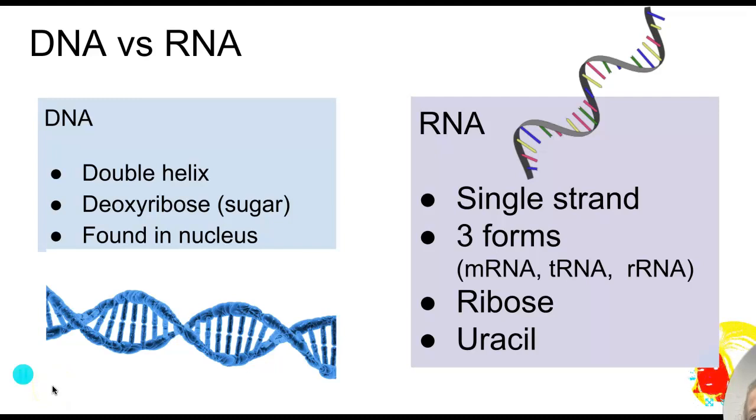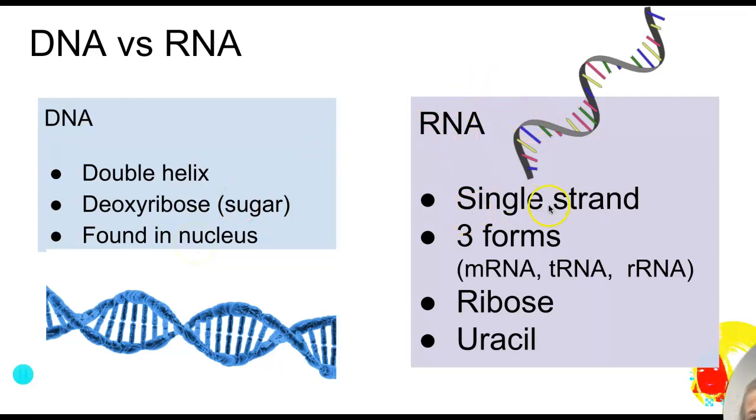As we go through the next few units, you're going to hear about a different type of nucleic acid. It's called RNA. What I'd like you to know right now is that DNA, deoxyribonucleic acid, is a double helix. It has a deoxyribose sugar in its backbone. We call this the backbone or the rung of the ladder, and it's found in the nucleus.